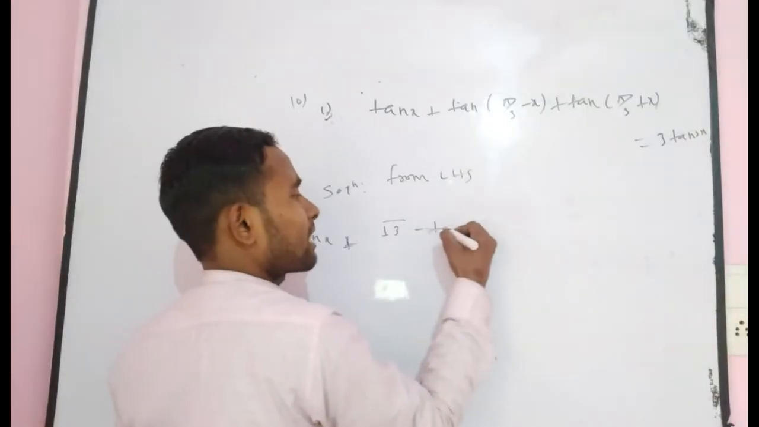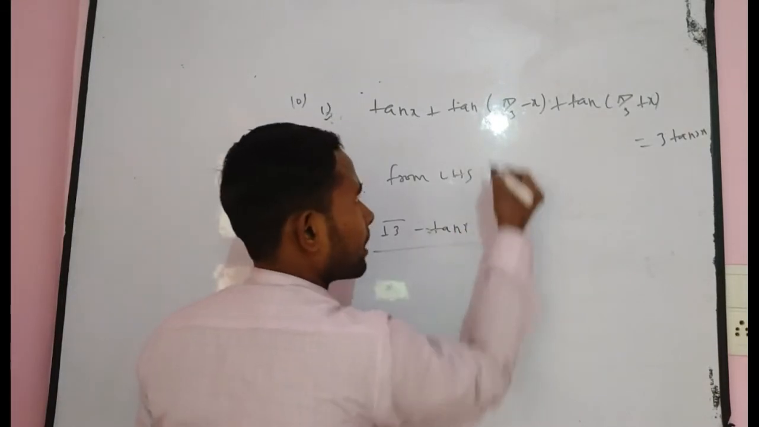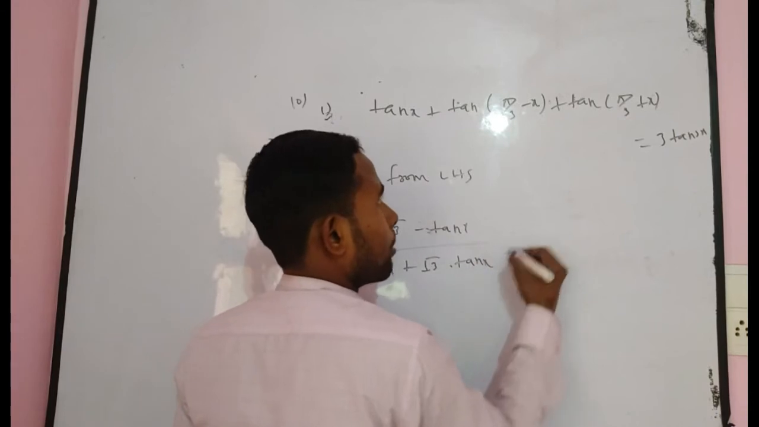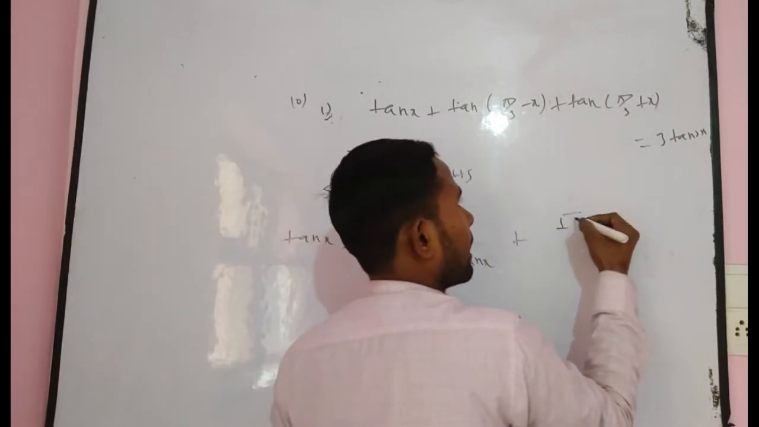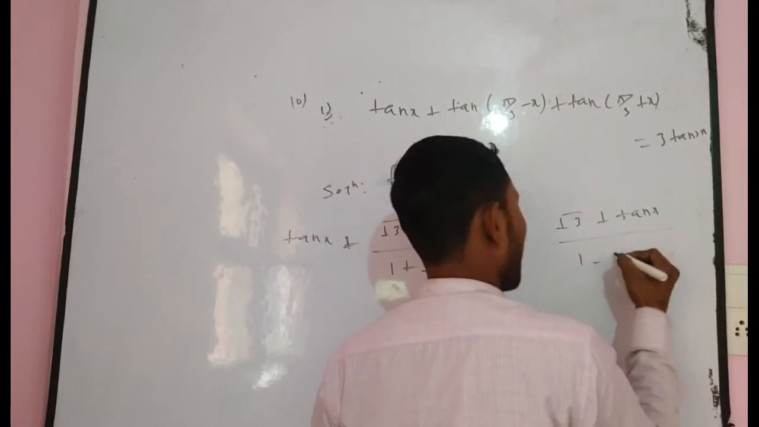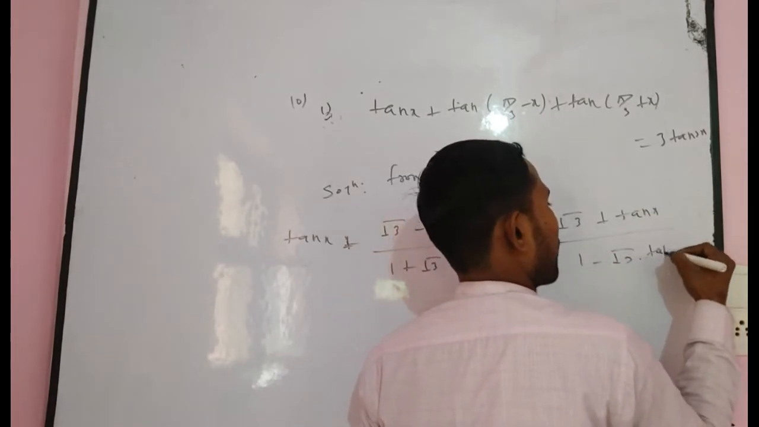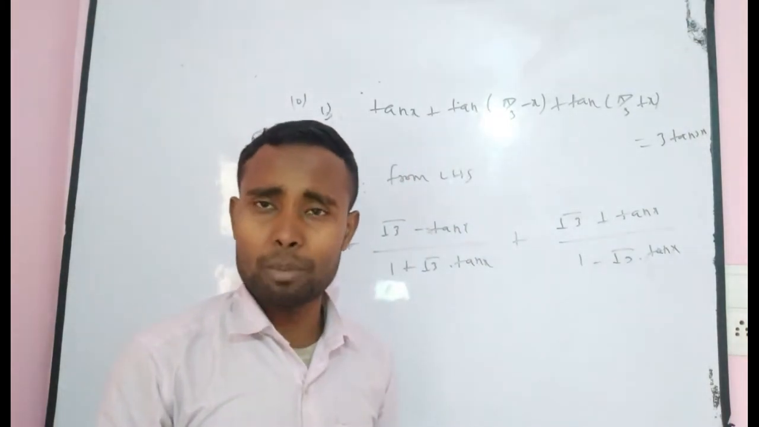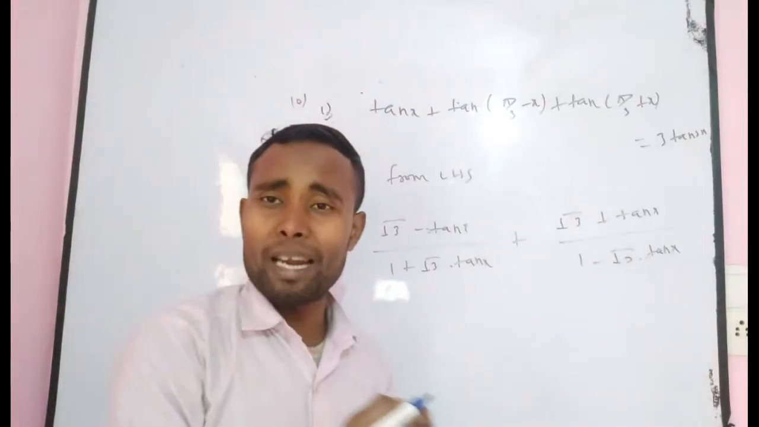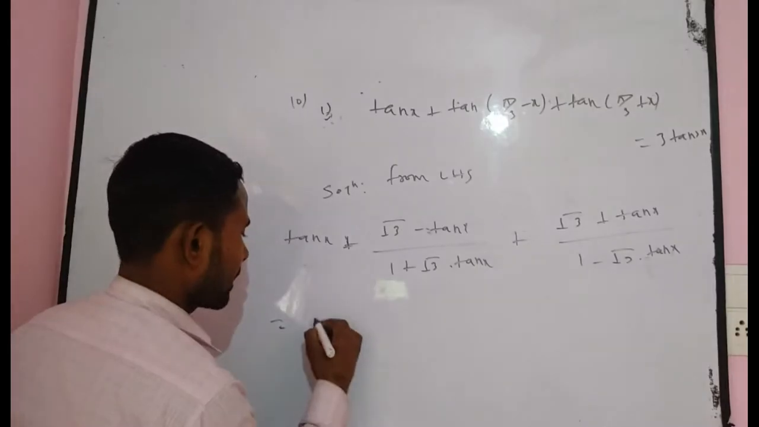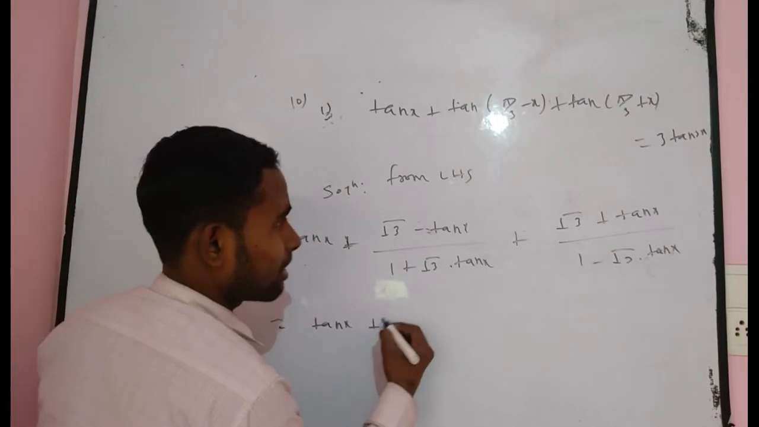(√3 − tan x) divided by (1 + √3 tan x) plus (√3 + tan x) divided by (1 − √3 tan x). Actually, I have already told you tan(a + b) is equal to (tan a + tan b) divided by (1 − tan a tan b), and tan(a − b) is equal to (tan a − tan b) divided by (1 + tan a tan b). Now, you have to simply take the LCM.